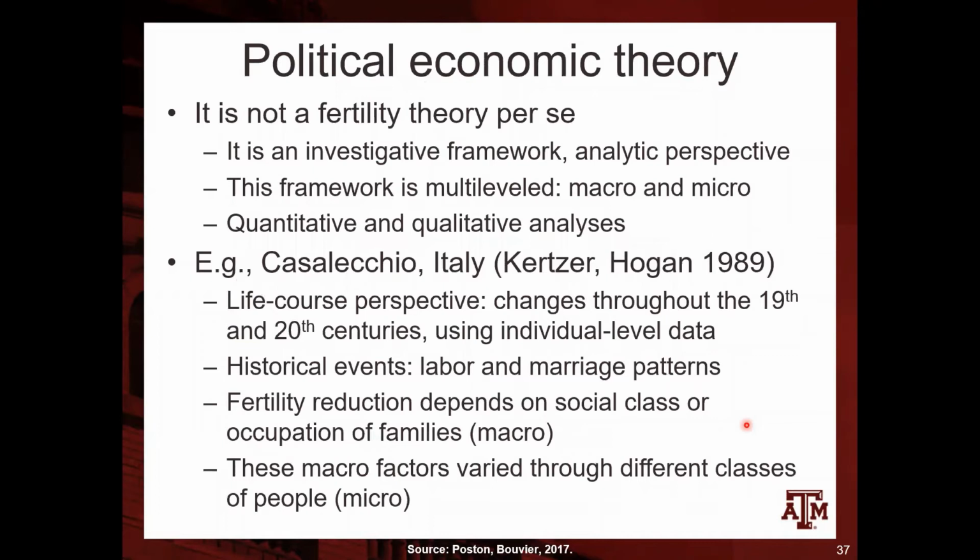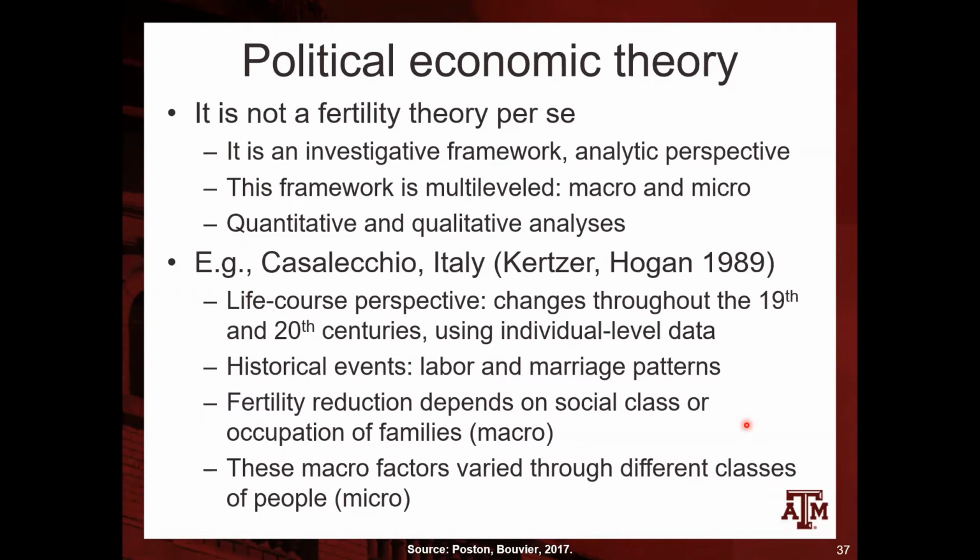And with this idea that to understand such a complex issue as fertility decline, the textbook mentions the political economic theory, which is not actually a fertility theory. It's an investigative framework with the idea that we should analyze the reasons why fertility declines, both because of macro and micro level reasons. So in that case, I should collect not only quantitative data, but also qualitative data. I should interview people, try to understand the reasons why they're having fewer children.